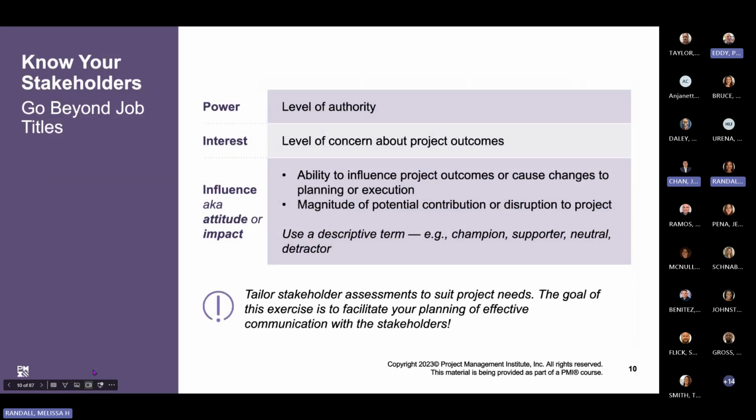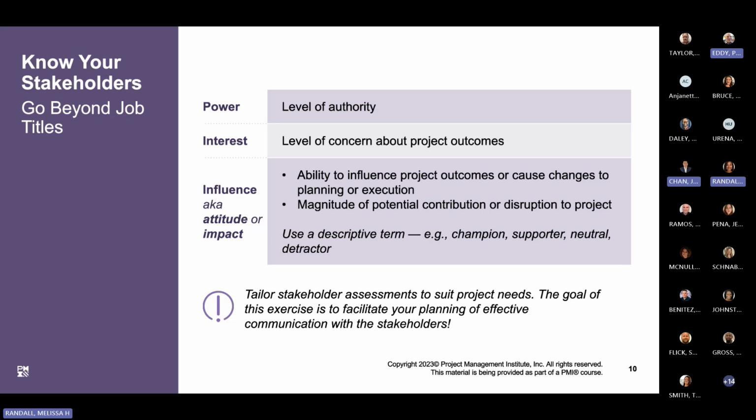Next, we want to get into knowing your stakeholder. So go beyond just job titles. This is something that PMI wants to make sure you all understand, because sometimes the terminology can be a little bit confusing. So we just want to make sure that you understand this. It's not always about someone's job title. In the first one, we talk about power, which is the level of authority. Now, don't think of this as leadership. The person could be the VP in their day job. But what PMI wants you to take away from this is what their level of authority is.